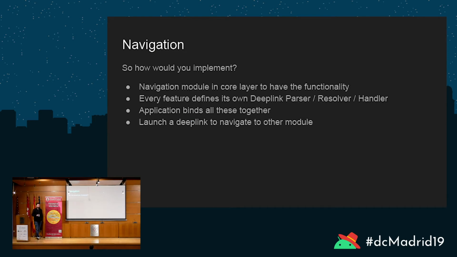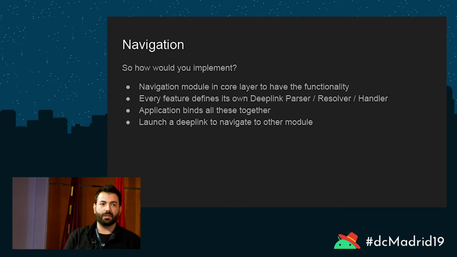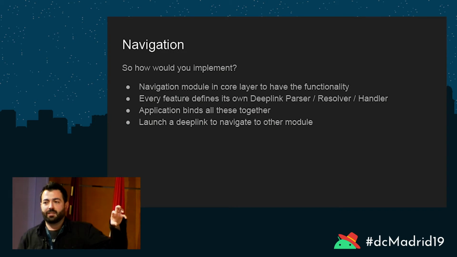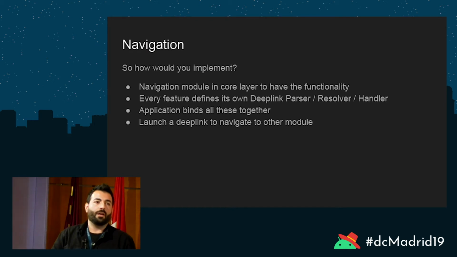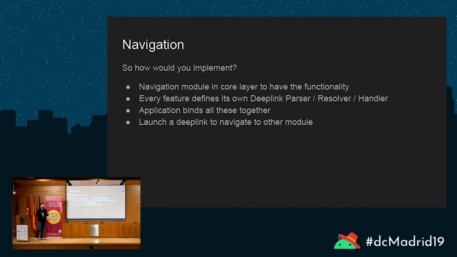But how would you implement that? I'm going to go over it quickly and simply. Step by step, you would have the navigation module in the core layer, as I defined, with the functionalities so that it knows what to do there. Then every feature would define its own deep link parser, resolver, handler, whatever you want to call them. And an application basically just gets the instance, binds the resolver, and provides it all together. Whenever you need to launch a deep link, you just use that one.